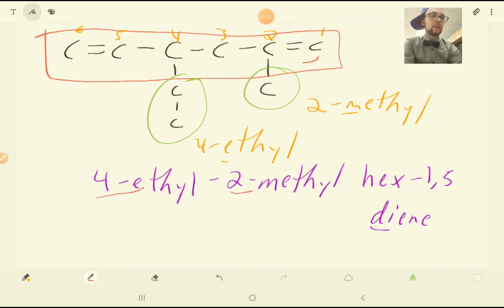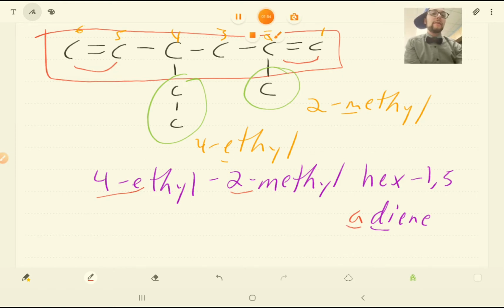So the bond occurs from 1 to 2. Remember, we always take the lower number, 1, and from 5 to 6, 5. So 1,5-hexadiene. Some of the textbook answers and some of the worksheets might write an A in front for "adiene." It really just depends on the prof's preference. For me, I just write diene, but if you see adiene over here, that's fine as well on a sheet.